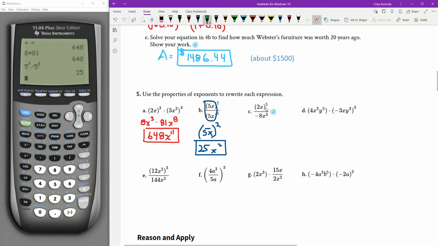Keep going here. 2x to the 5th. Okay, so 2x times 2x times 2x times 2x times 2x. That's 2 to the 5th, which is 32. And then x to the 5th, which is x to the 5th. On the bottom, I'm not going to change anything quite yet. But now I can actually do the division. 32 divided by negative 8 is negative 4. X to the 5th divided by x cubed is x squared.